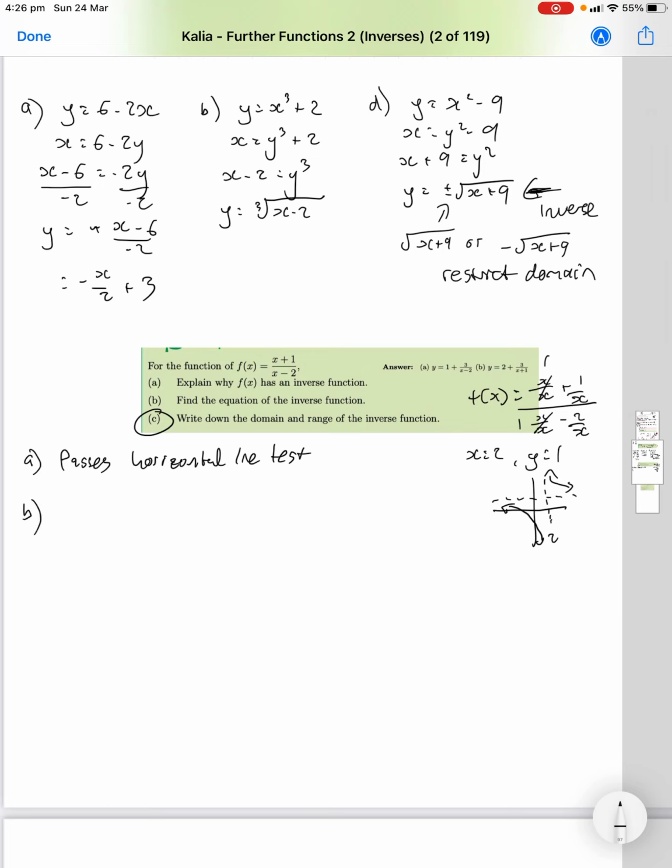Find the equation of the inverse. Let's swap x and y. So we have y equals x plus 1 over x minus 2. Let's simply swap these.